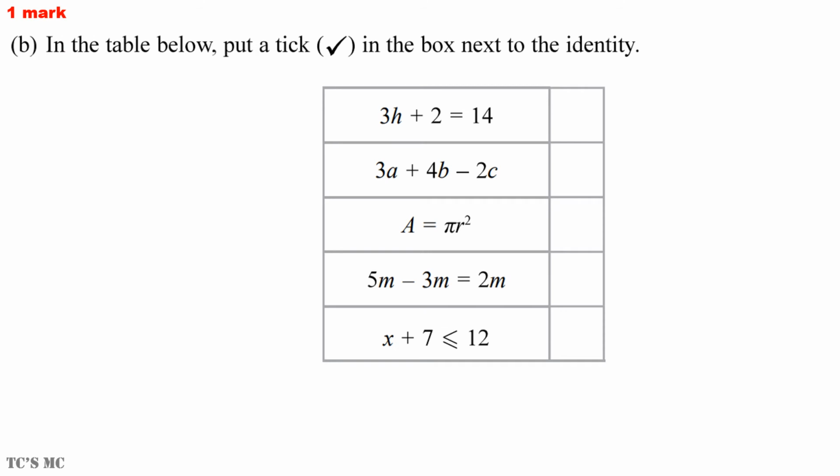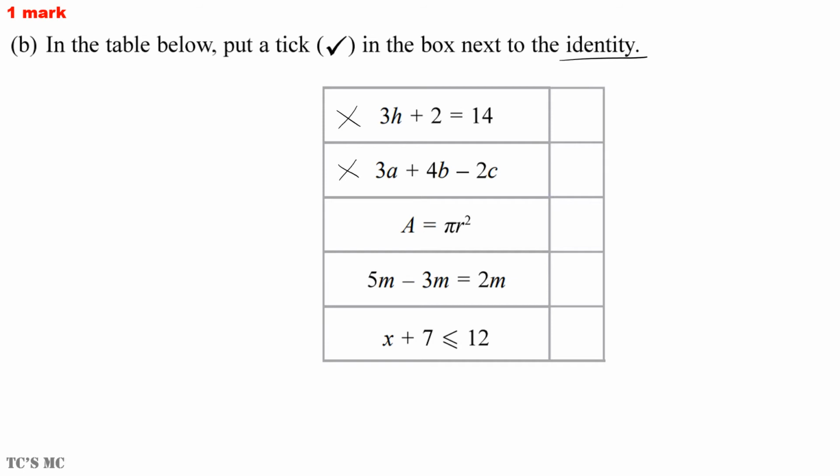In the table below, put a tick in the box next to the identity. Identity means no matter what value we substitute for the variables, it will always be true. 3h add 2 equals 14 is an equation, and it is only true when h equals 4. 3a add 4b subtract 2c is an expression. There is no equal symbol.